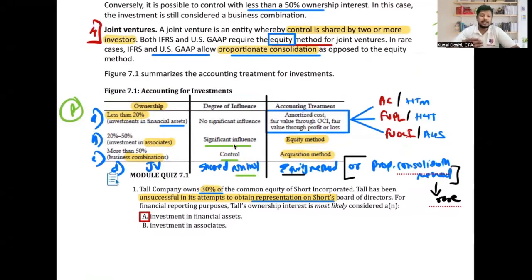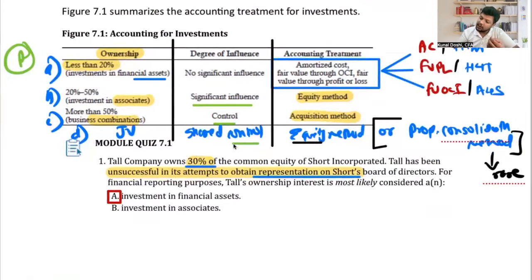The second is when there is a significant influence, and significant influence is when the stake is greater than 20% but less than 50%. Beyond 50%, what we call a controlling stake. Now, this is where the accounting treatment is different. The accounting treatment for 20 to 50% is the equity method. And for greater than 50%, which is generally the case in merger or acquisition or consolidation, we use the acquisition method. All right. So these are the 3 levels of ownership.